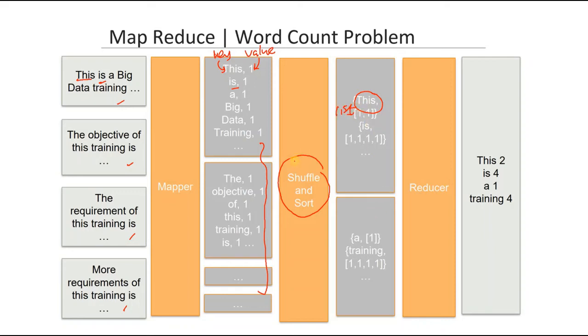Okay, and then it will take the values for training and so on, and it will make a list of the values. Then it will do the reducer, where it will combine or add up the values here. For example, this will get 2, is will get 4, and so on here. So that is why we do the map and reduce functions.